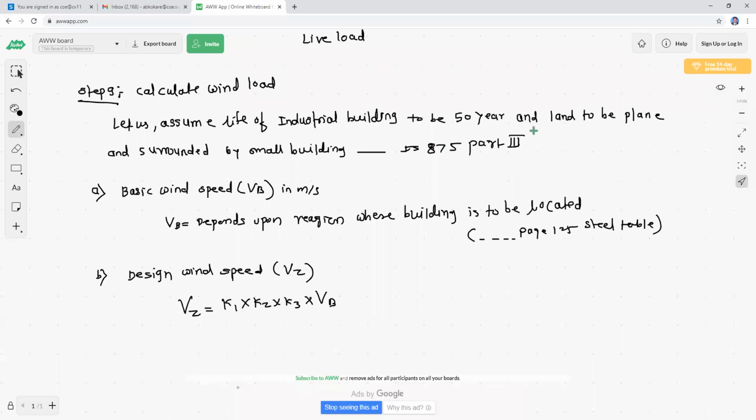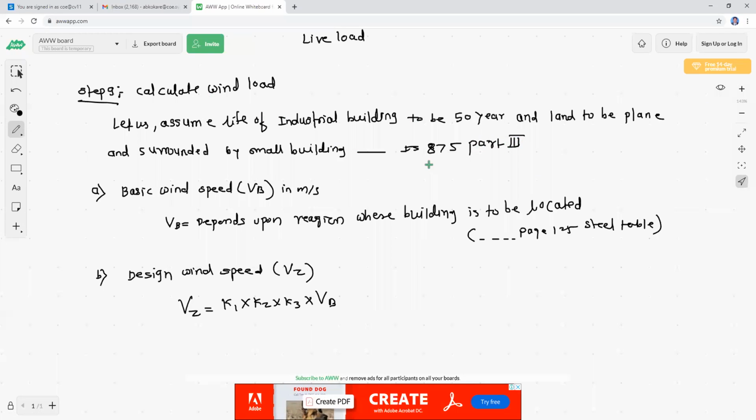Maybe in the examination an MCQ will ask which IS code is required for wind load calculation. The answer is IS 875 part 3. This IS code is required for wind load calculation. IS 875 part 1 for dead load calculation, part 2 for live load calculation, and part 3 for wind load calculation. Maybe any one question may be asked in the examination: which IS code is required for dead load, live load, or wind load. So many times such questions are asked in the examination on this IS code.